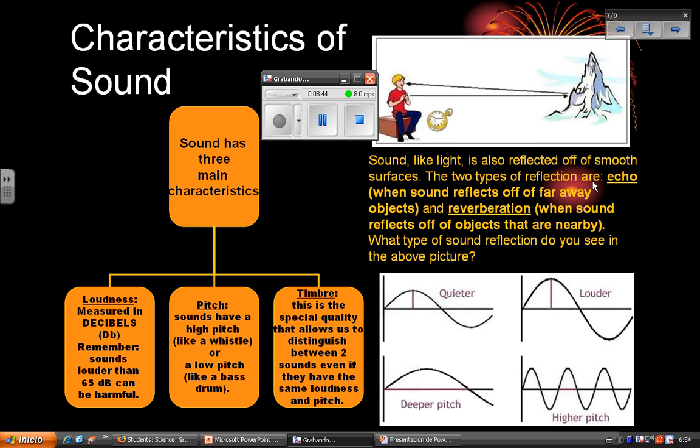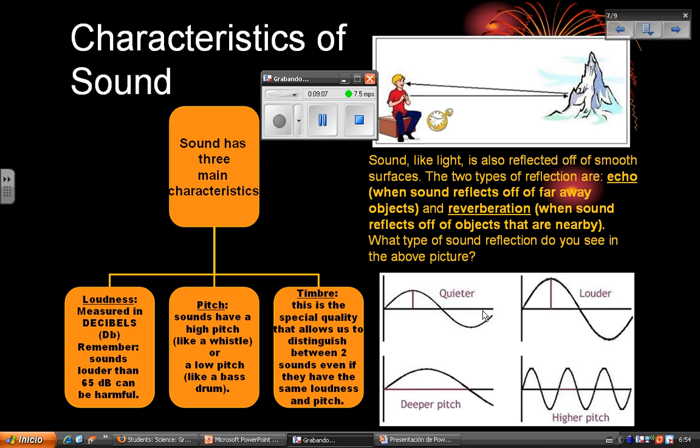Sound, like light, is also reflected off of smooth surfaces. The two types of reflection are echo, that's when a sound reflects off of a faraway object, and reverberation, when sound reflects off of objects that are nearby. What type of sound reflection do you see in the above picture?